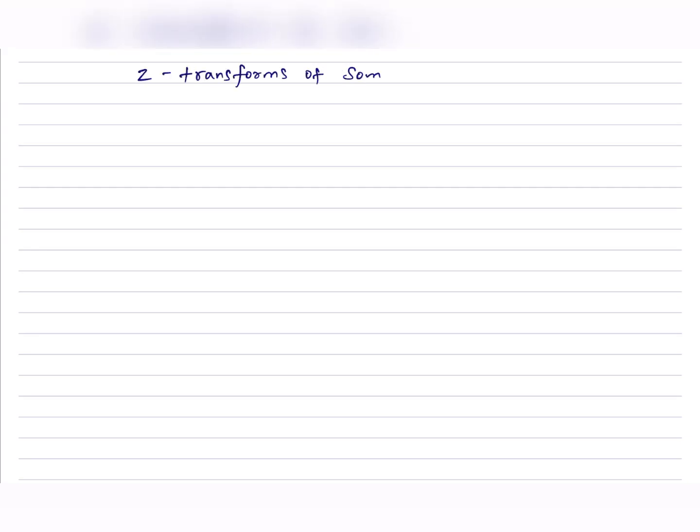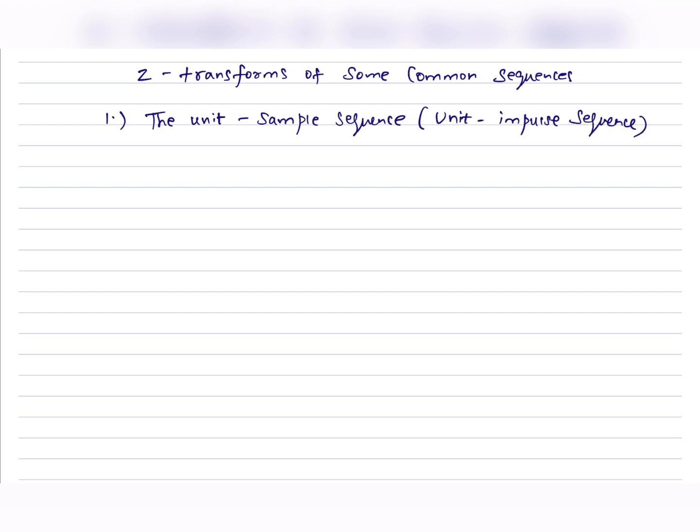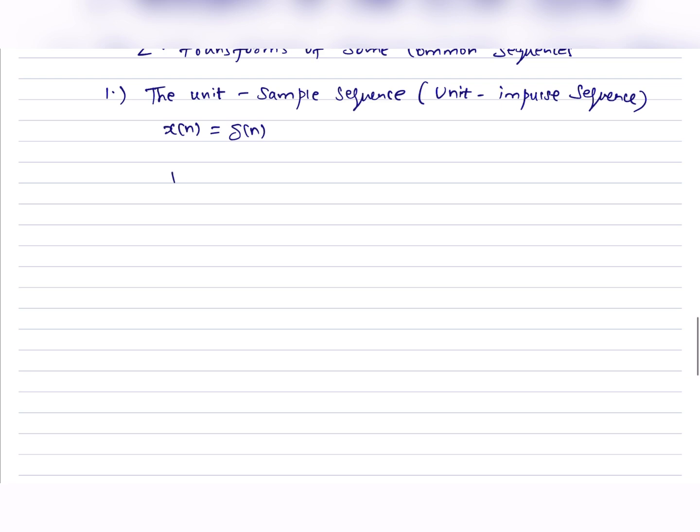Hi, all. Good evening. Today we will discuss some of the topics of Z transforms of some common sequences. First we will discuss the unit sample sequence, otherwise called the unit impulse sequence. So we are given x of n equal to delta of n.